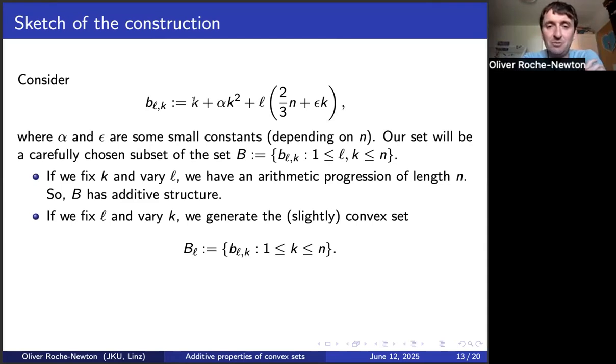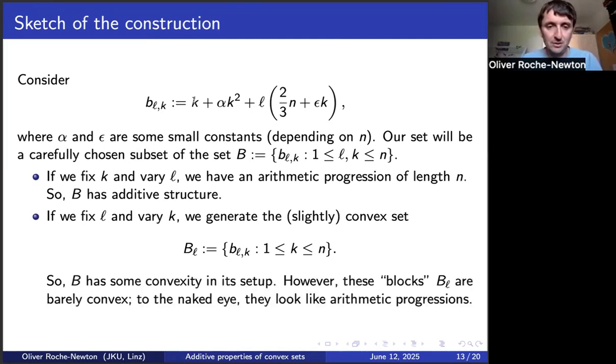So then the idea is that we could take these very slightly convex sets, these blocks, and if we could stick them together smartly, we would have a convex set with lots of arithmetic progressions. So B has this convexity, and these blocks are barely convex. I say here that to the naked eye, they look like arithmetic progressions. All of these ideas are quite close to the Roche-Newton construction. They also had something like a very slightly convex set in their result.